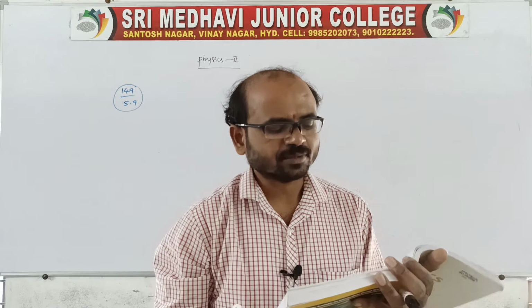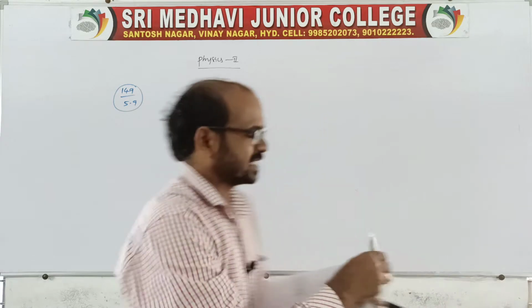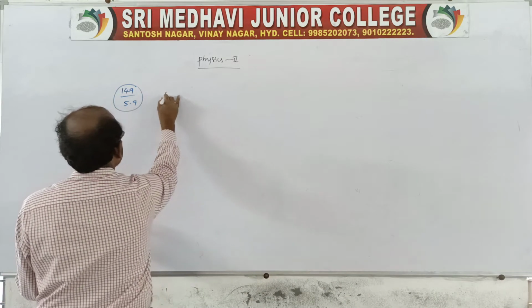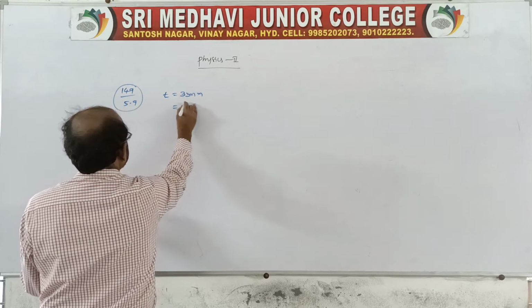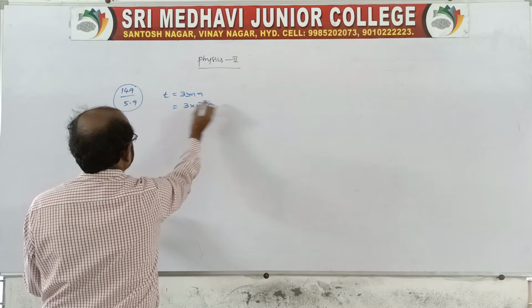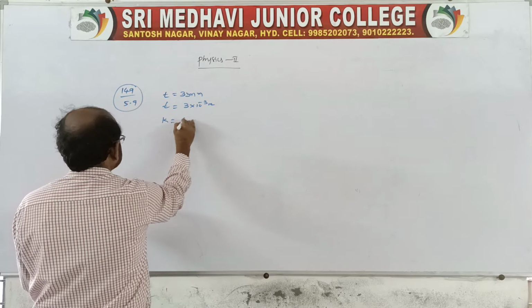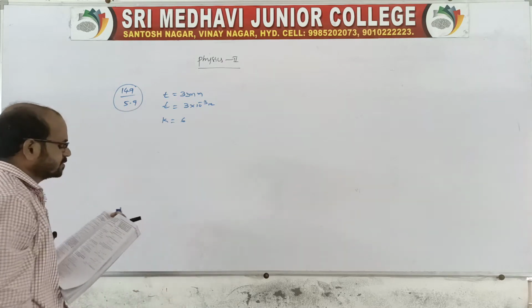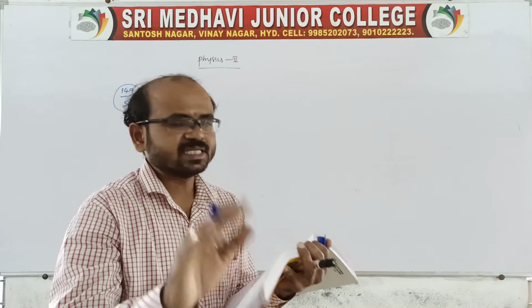Explain what would happen if in the capacitor given in exercise 5.8, a 3 mm thick mica sheet is introduced. The thickness of mica is 3 mm, that is 3 into 10 power minus 3 meters, right? And the dielectric constant introduced is 6. The first question asks what happens if it is introduced between the plates while the voltage supply remains connected.